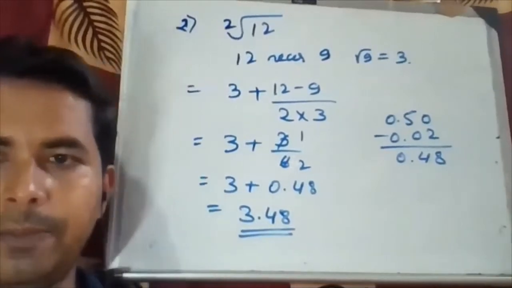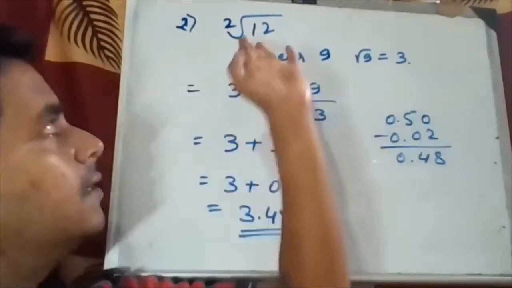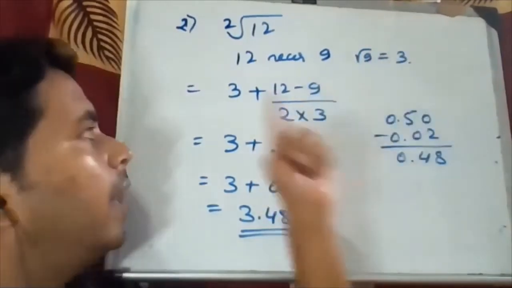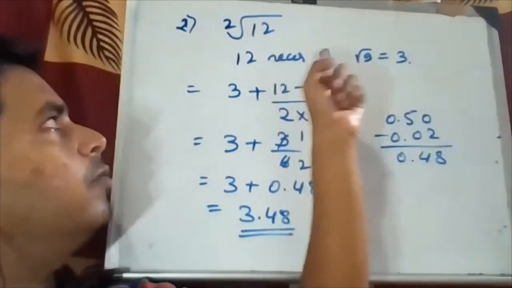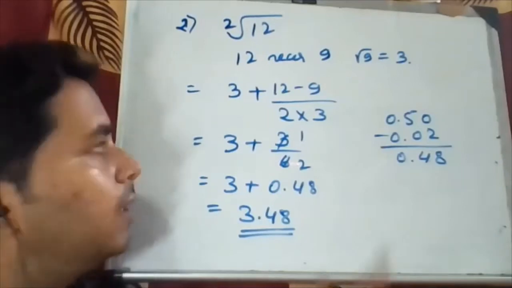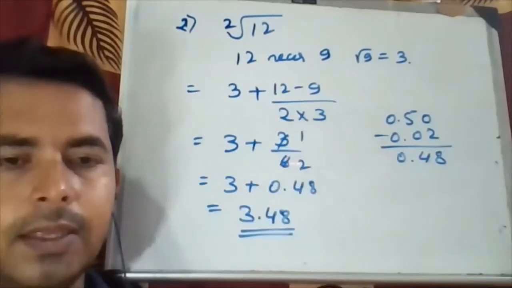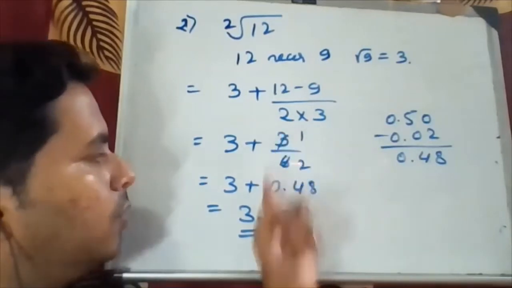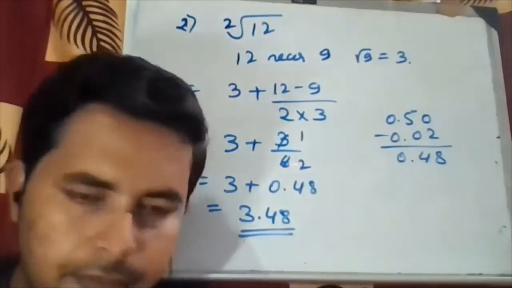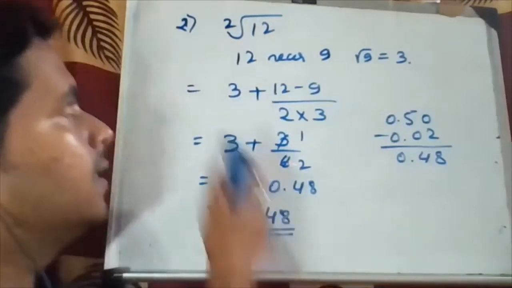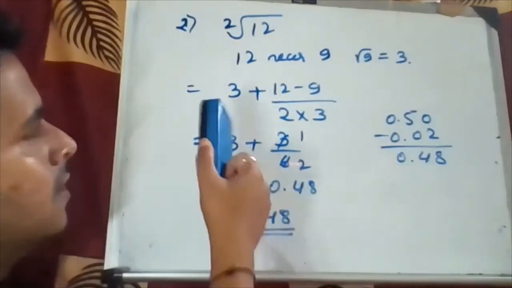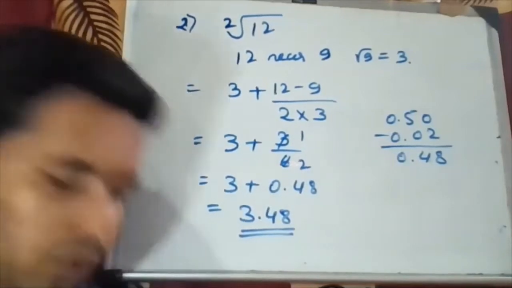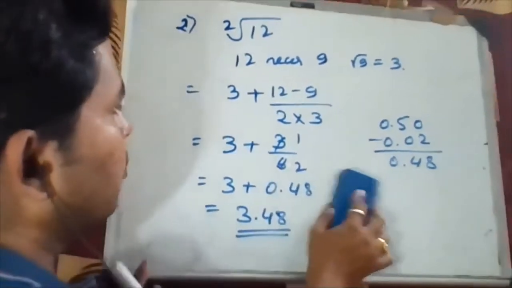Square root of 12. So it's simple. Just find the nearest square value, उसका square root निकालो, add करो and square value with a given value subtract करो, divided by 2 into 3. 3 is what? That square root value only. Then do the simplification. Okay, this is the square root of 2-digit imperfect value.